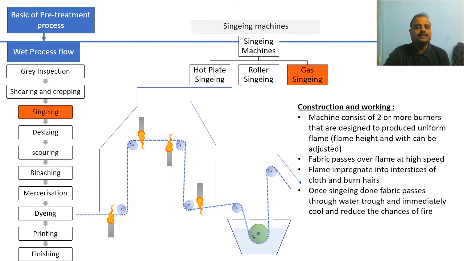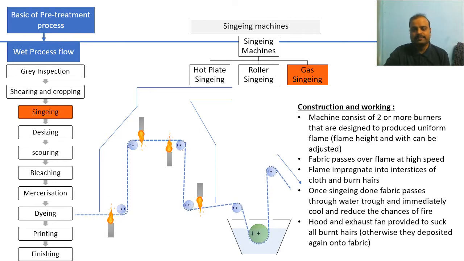Once the singeing is done, the fabric passes through a water trough, and as we all know, this trough is necessary because the fabric is hot and there would be a chance of catching fire. To avoid this, the fabric needs to cool off immediately, and that's why the fabric is immersed into water and then passes to the next process. A hood and exhaust fan arrangement is provided to suck out all the burnt hairs.